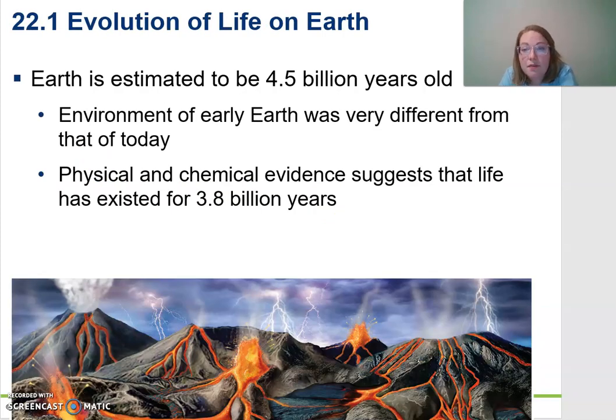So the Earth is about 4.5 billion years old, and it was very different than it is today. We didn't have the same oxygen levels. They've gone up a lot since photosynthesis started, and then they were really high before we had decomposers, and now we're back where we are here. Evidence suggests that life has been here for about 3.8 billion years.